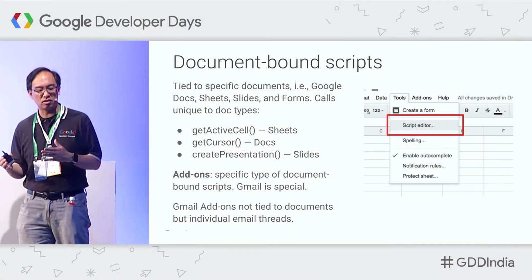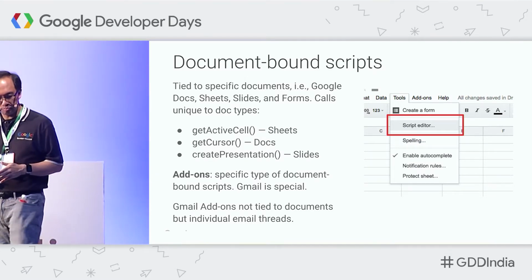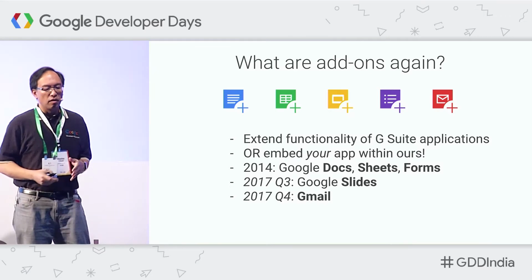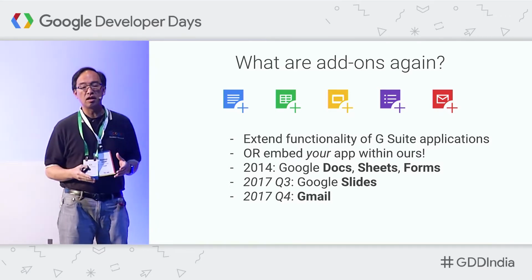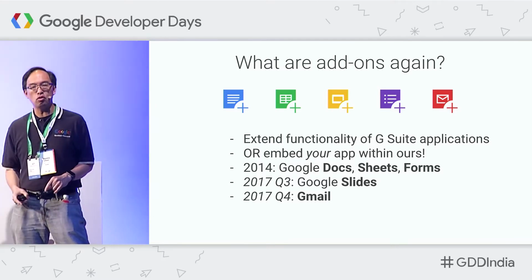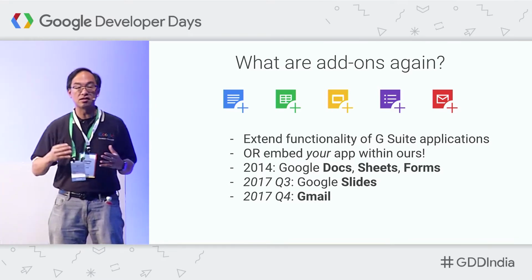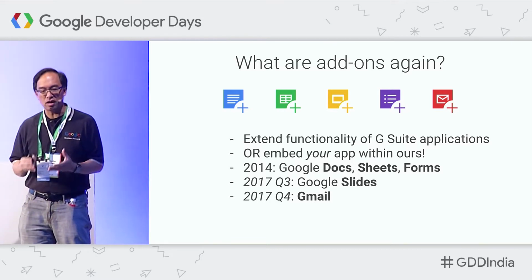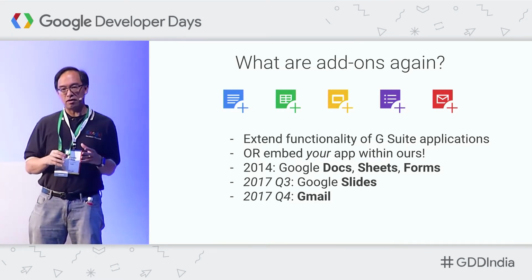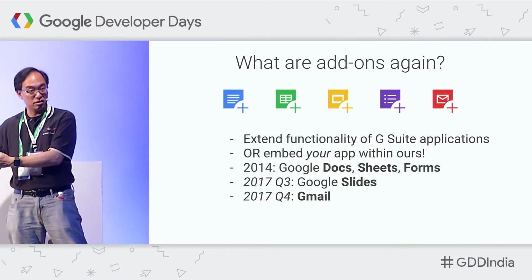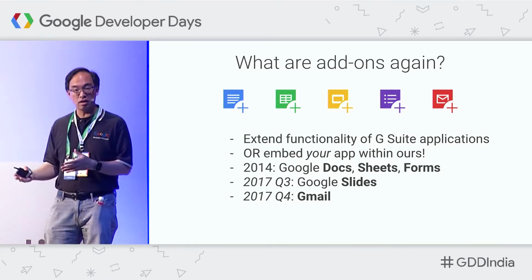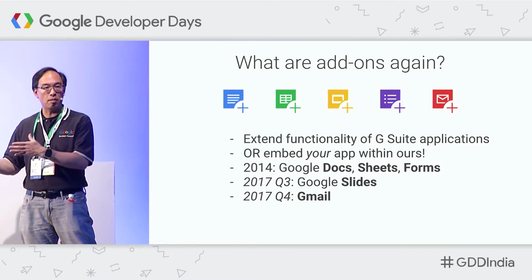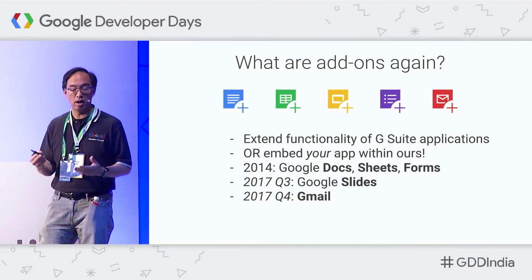So those are document-bound. Now, add-ons are a specific type of document-bound script. And then Gmail is a little bit special because Gmail add-ons are not tied to documents, but instead they're tied to individual email threads. Okay? So what are add-ons again? They allow you to extend the existing functionality of G Suite applications or allow you to embed the functionality of your app inside ours, all right? Giving your users that access where they think, oh gosh, I don't have to exit my editor to go access this app. I don't have to switch browser tabs. I can actually get the functionality from your app directly inside one of Google's editors or Gmail, okay?